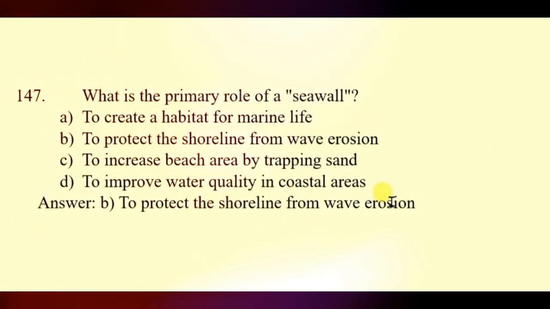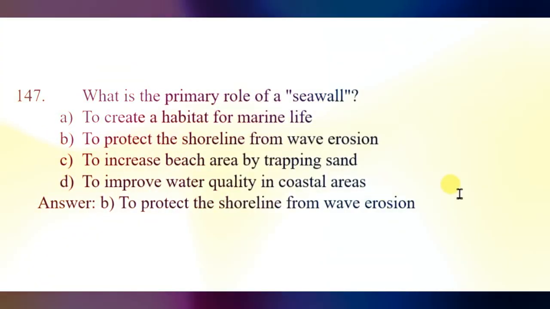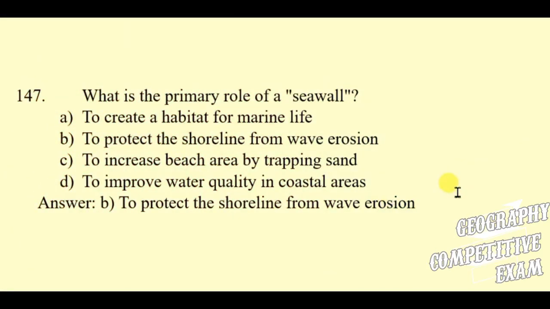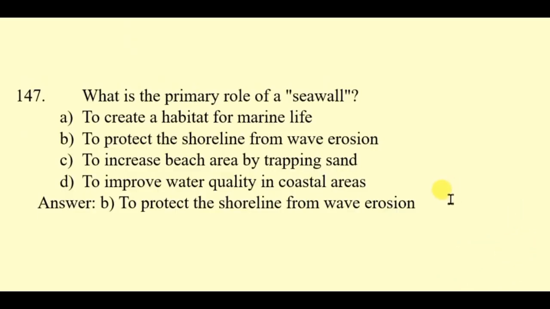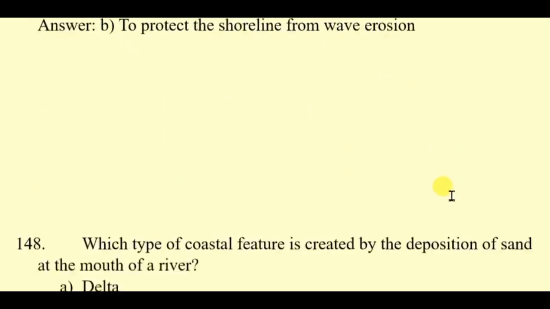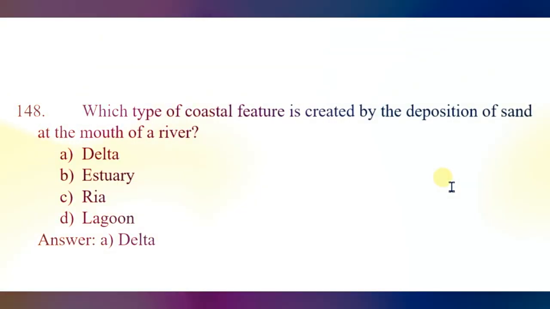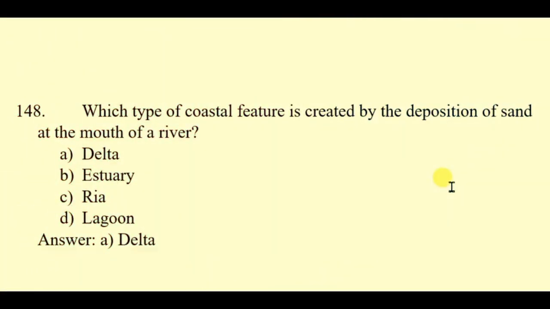Question 147. Which is the primary role of a seawall? To create a habitat for marine life, to protect the shoreline from wave erosion, to increase beach area by trapping sand, to improve water quality in coastal areas. Here the right answer will be to protect the shoreline from wave erosion. Question 148. Which type of coastal feature is created by the deposition of sand at the mouth of a river? Delta, estuary, ria, lagoon? Here the right answer will be delta.